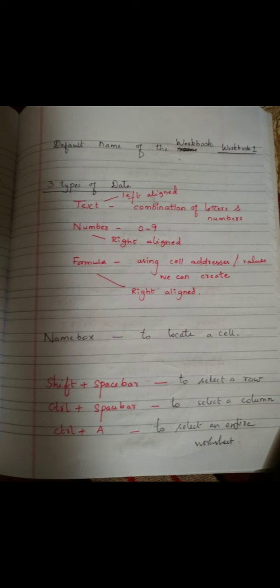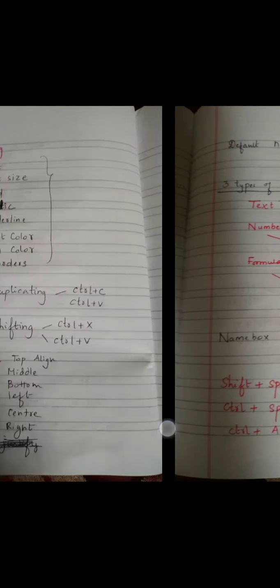Keep in mind the following shortcut keys. Shift plus space bar is used to select an entire row. Control plus space bar is used to select an entire column, and Control A is used to select an entire worksheet.